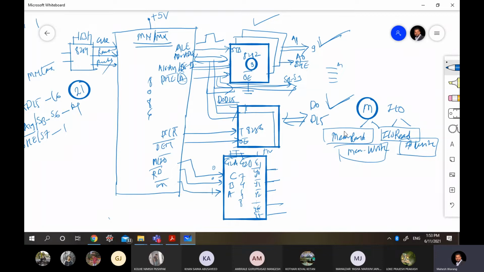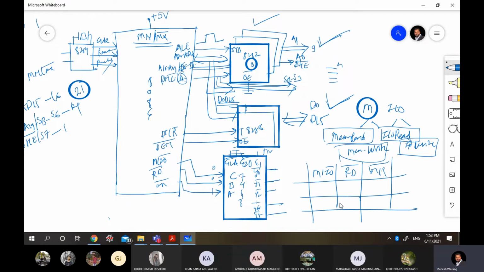Now see how we will do it. Okay, let's suppose this is the M/IO bar, this is the read bar and this is the write bar. Fine, these are the signals we have. Now let's suppose this is the signal which I have to generate as a memory read. I want to generate this particular signal. So what should be the value on these three lines?